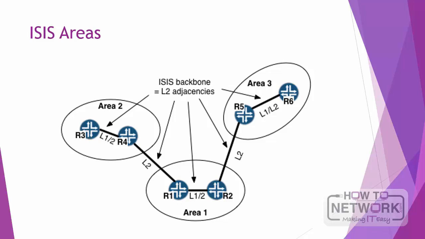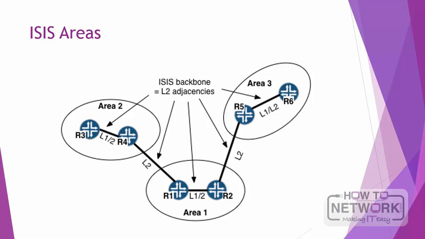A level 1 and level 2 router may have neighbors in any area. It has two link state databases, a level 1 link state database for intra-area routing, and a level 2 link state database for inter-area routing.